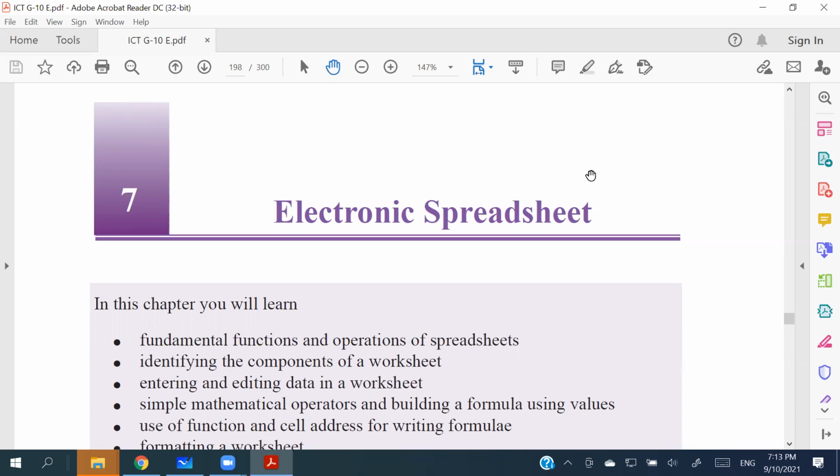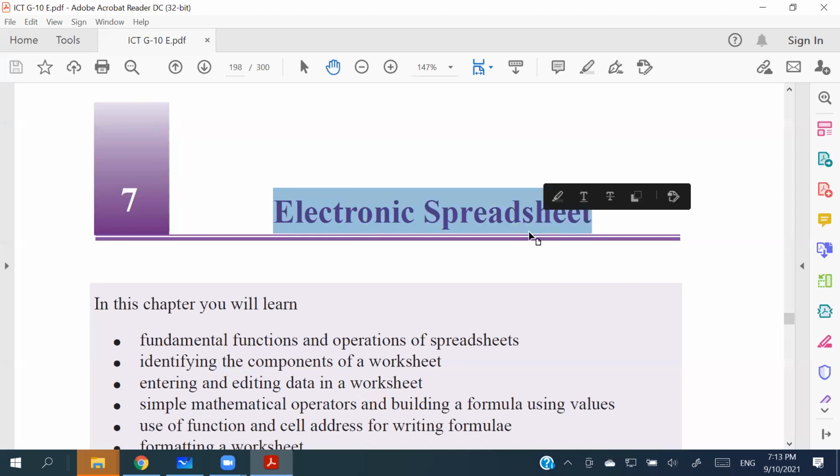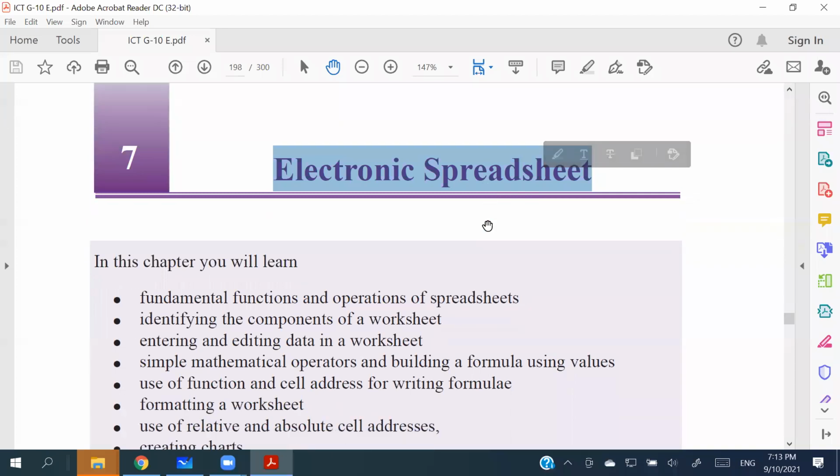And when it comes to electronic spreadsheets, this is majorly focused on the calculation parts, like accounting and analyzing aspects, right? A spreadsheet is specially made to do the analyzing and the calculation kind of things, right? That is what you are going to learn with spreadsheets. So please have the heading electronic spreadsheets. It's the seventh unit of yours, right?